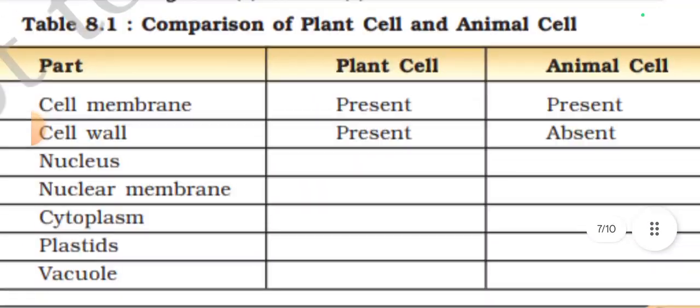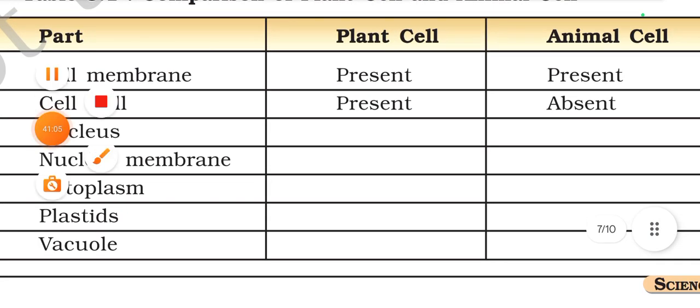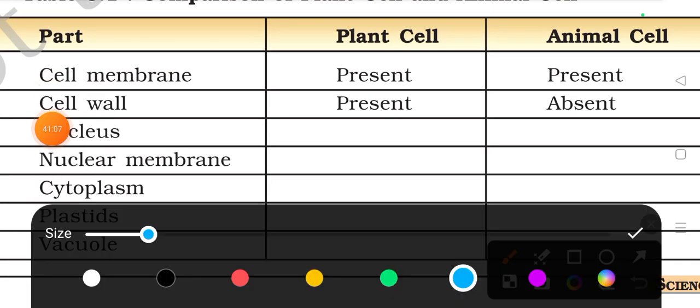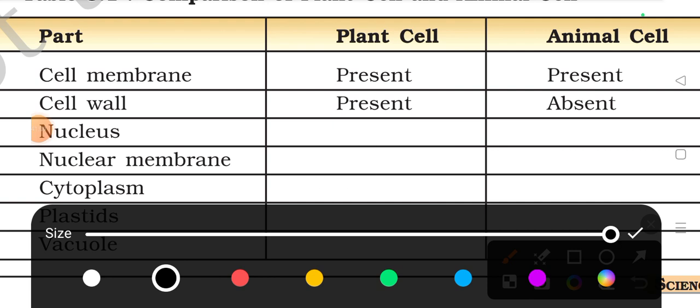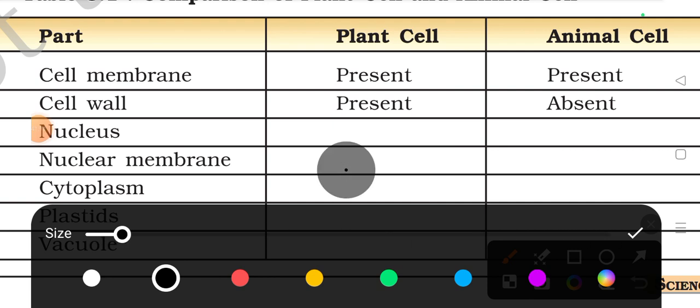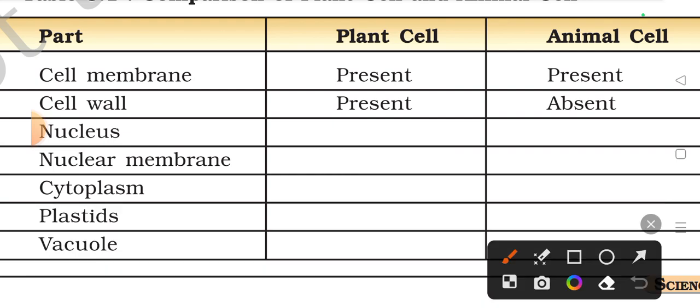Now let us solve it. You ready, guys? Okay, cell membrane is present in plant cell, present in animal cell. Cell wall present in plant cell but absent in animal. Nucleus both present.